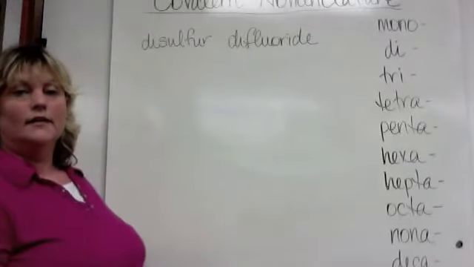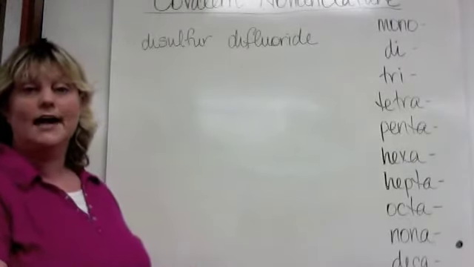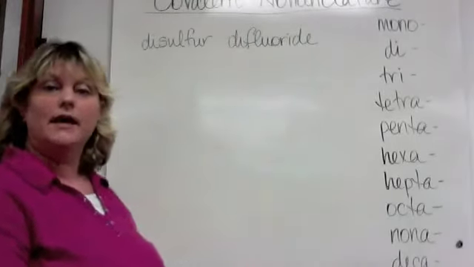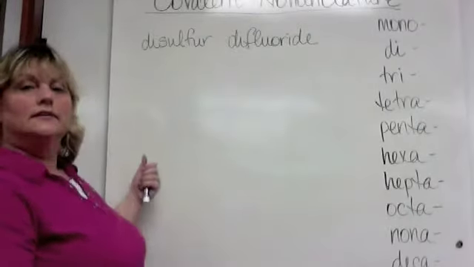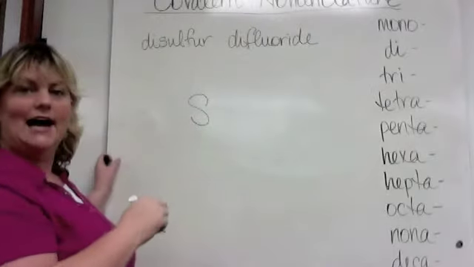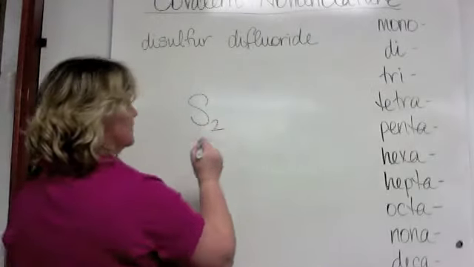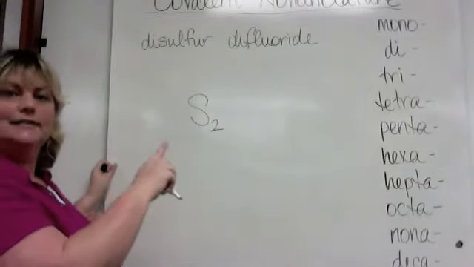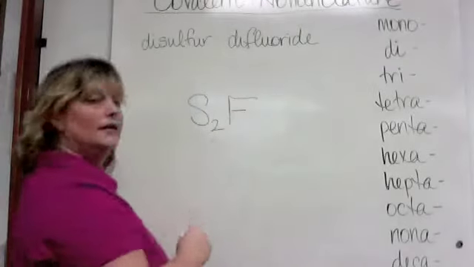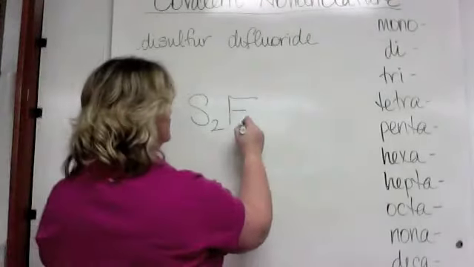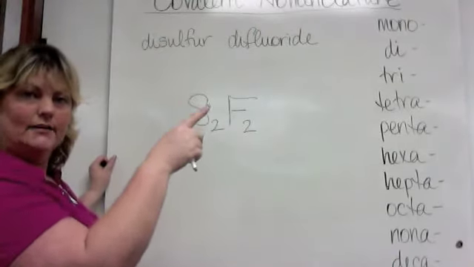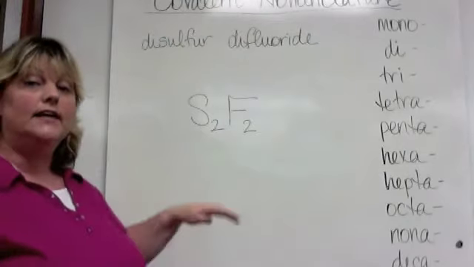Disulfur difluoride. So question number 1, is it ionic or covalent? Sulfur is a nonmetal, fluoride is a nonmetal, it's covalent. Disulfur, sulfur is S, and di is 2, so S2, and difluoride, fluoride is F, and di is 2, S2F2, disulfur difluoride. And you leave it like this.